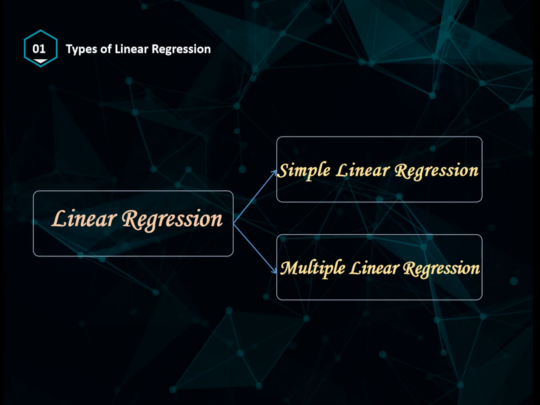Now let's see what are the types of linear regression. There are two types under linear regression. One is simple linear regression and the other one is multiple linear regression. In this video, we are going to cover simple linear regression.